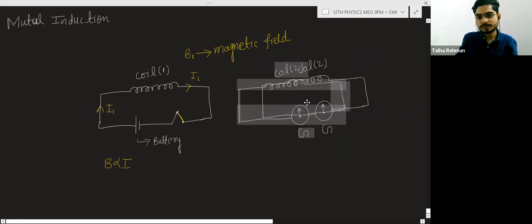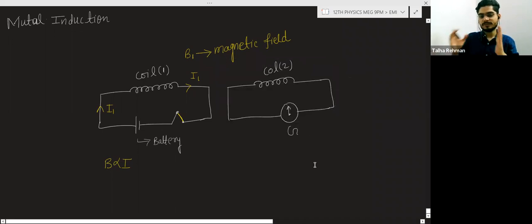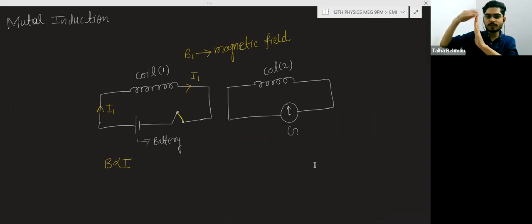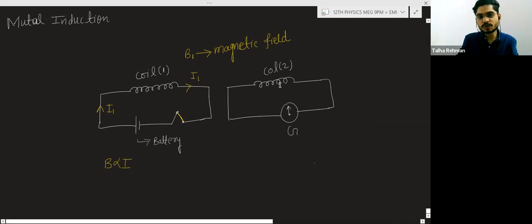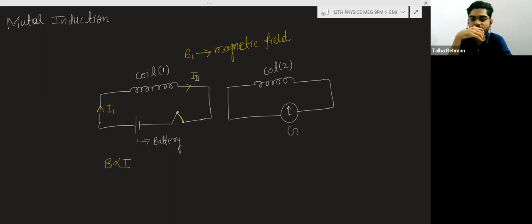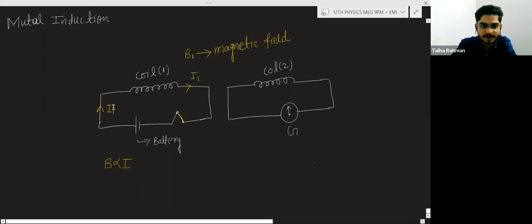because these coils are placed like this. This is one coil, this is another coil. So the magnetic field of coil number 1 will affect coil number 2. Means you can say coil number 2 is linked with the magnetic field of coil number 1. If you increase the current in this coil, the magnetic field in coil 1 will increase.